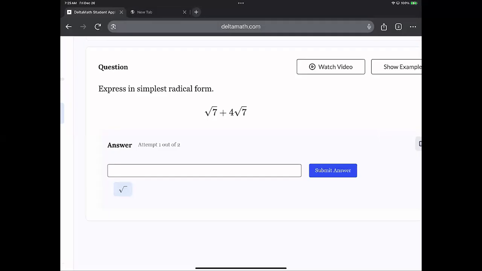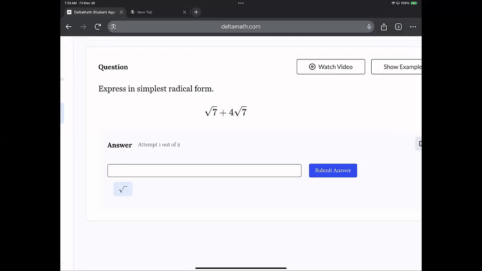Hey, I'm going to show you how to use menu 23 to add radicals and simplify them, or multiply radicals and simplify them, or divide radicals and simplify them. But before I start, there's a really important idea that I need you guys to understand, and I'm going to demonstrate it with an example.